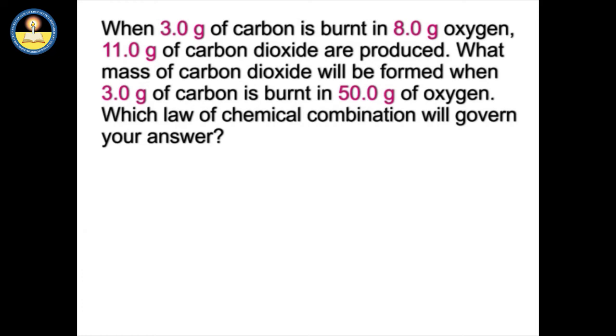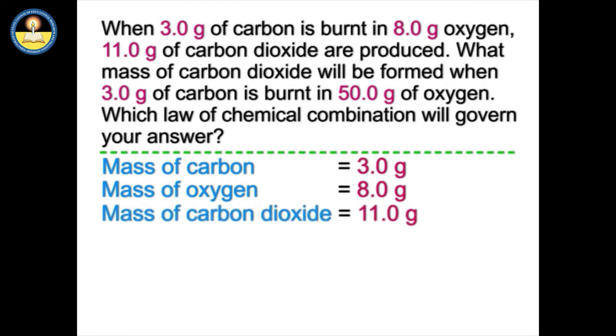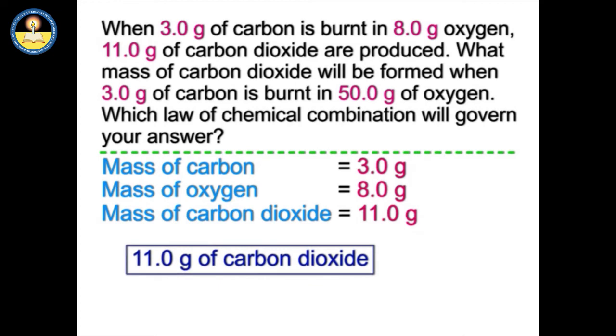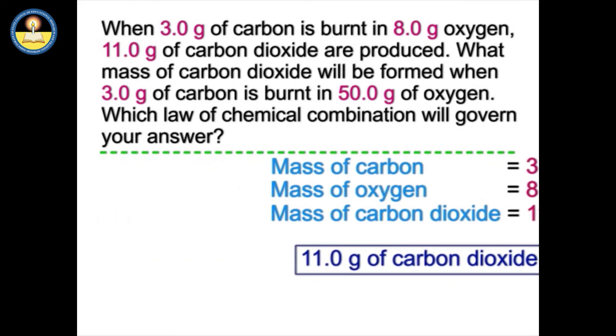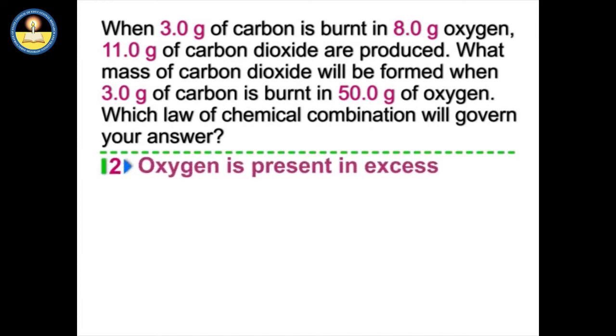Let us now try to find the solution of this problem. Mass of carbon is equal to 3 grams. Mass of oxygen is equal to 8 grams. Mass of carbon dioxide is equal to 11 grams. The given data shows that in this reaction, both carbon and oxygen react completely to give 11 grams of carbon dioxide. In the second experiment, oxygen is present in excess.